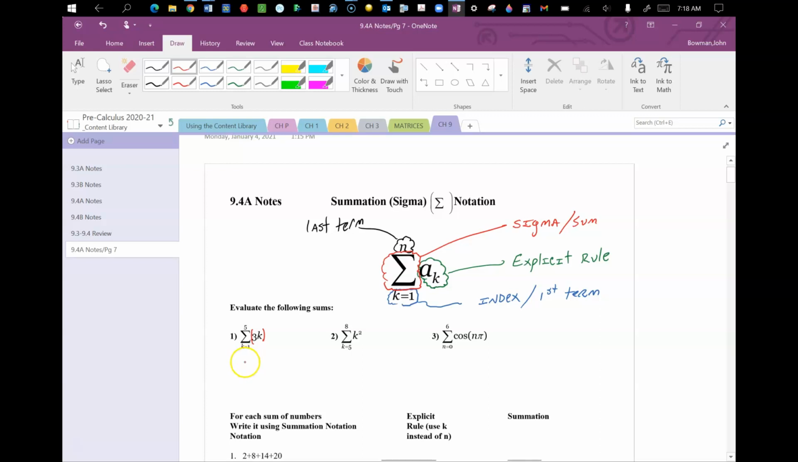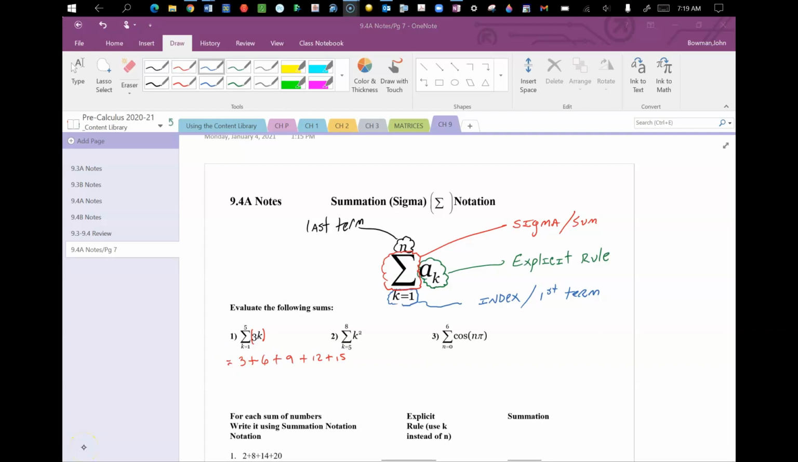So, for example, in number 1, our first term would be 3 times 1, which is 3. Sigma means plus, so we put a plus there. Then we would increase the index number by 1, so 3 times 2 would be 6, plus 3 times 3 would be 9, plus 3 times 4 would be 12, plus 3 times 5 would be 15. So that would be our expression for that summation.